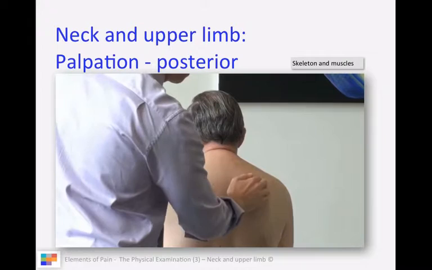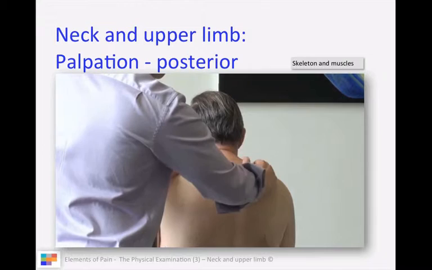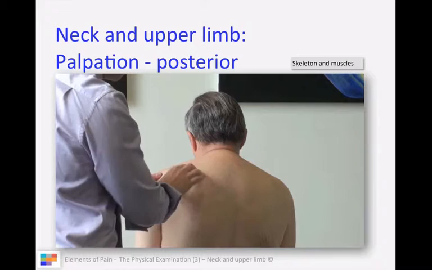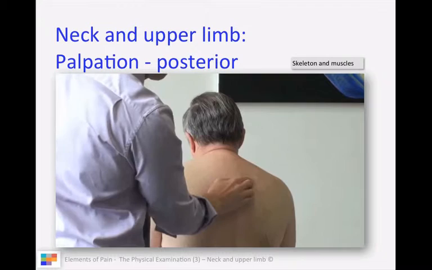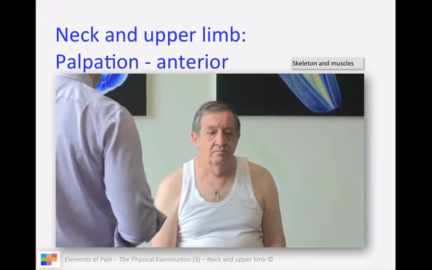I've just examined the spinous processes, the spine of the scapula. And now I'm moving on to the muscles of the upper limb and neck and shoulder. So supraspinatus, infraspinatus, rhomboids, all the relevant muscles, and you're looking for tender points, trigger points. Now you're doing the same thing anteriorly.